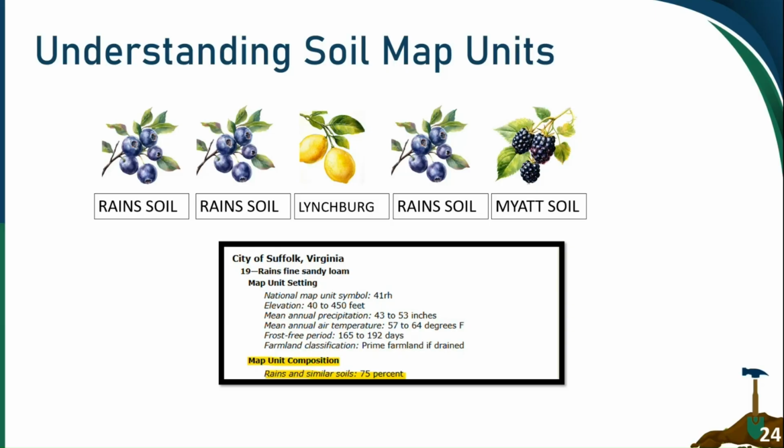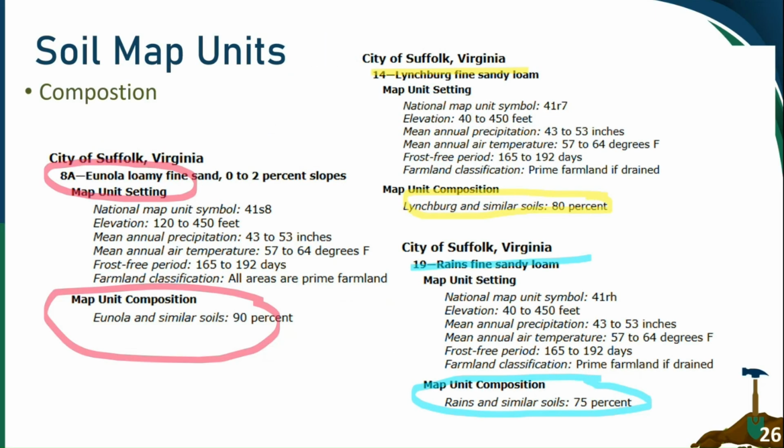All right, so what I want you to notice here is that for each soil map unit, the variability is different. So notice in red for the Unola map unit in Suffolk, it says that you can expect about 90% Unola and similar soils. For Lynchburg, that's highlighted in yellow, it says you can expect Lynchburg and similar soils at 80%. And then going back to our transect, the map unit composition for Range is 75% Range and similar. So we had 3 blueberries and 1 blackberry. And because they're all berries, there's differences, but they're all berries, they got correlated together.